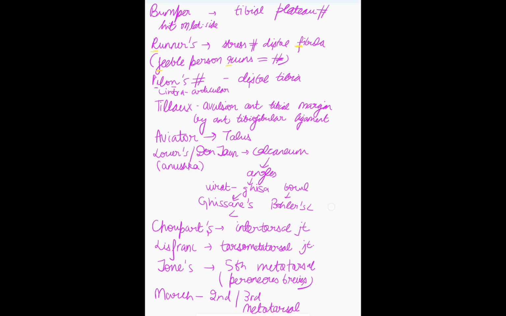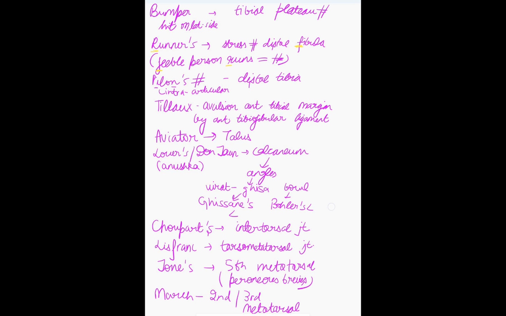Then is aviator. Aviator fracture is linked with the talus. And for the talus we had a classification, that is the Hawkins classification. Then we have Le Fort or Don Juan fracture. Lover's or Don Juan fracture is linked with fracture of the calcaneum. And in this, two angles are there. One is Gissane's angle and one is Bohler's angle.